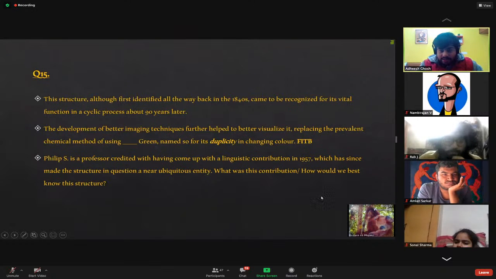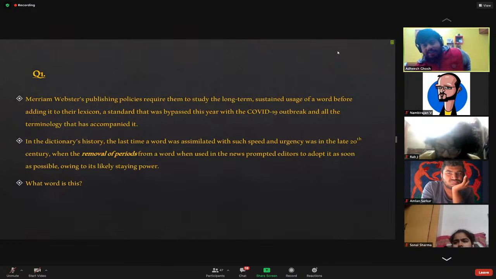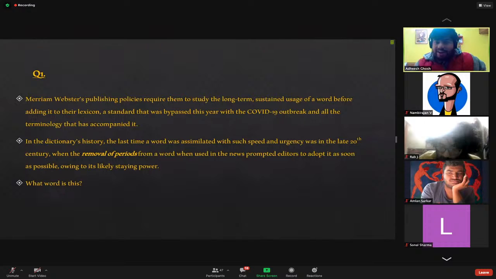Okay. Right, okay. So the monkey has sent me back to question number 1 here. So looking for a word here. Yes, I'll go slow for the first few questions since I did notice people streaming in a bit late. So first question, I need a word. In context of COVID-19 this year, Merriam-Webster bypassed their publishing standards and said these terminology accompanying COVID-19 are very important, so we're bypassing this entirely and putting them into the dictionary.